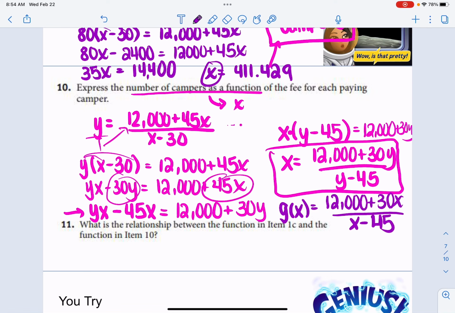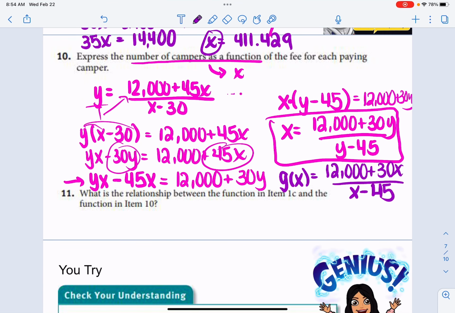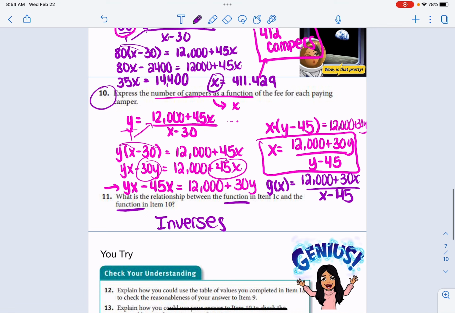So remember what I just said. You were solving for x, which means you were undoing everything. You were doing the opposite of whatever was given to you. So what's the relationship between the function and the function from just this item? Well, they're opposites, which means they're inverses. So it all connects. Makes sense? So remember, whenever you're trying to express the number of campers or find certain amounts, you need to remember whatever your variables were. X was the amount of campers, so you're solving for x. That's the idea there.